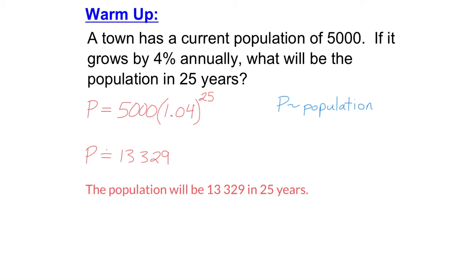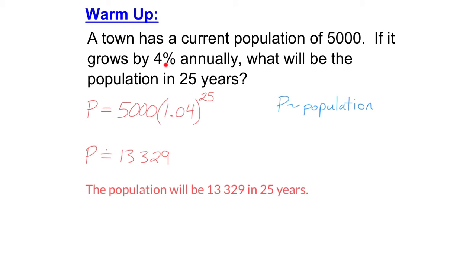So if you'll recall from the unit on exponential functions, we always write them in this format. The first number here, the coefficient in front, that's your initial value. So in this case, it's the current population of 5,000. So our starting population is 5,000. And then the base of the power is your growth or decay rate. So this is growing by 4% each year.